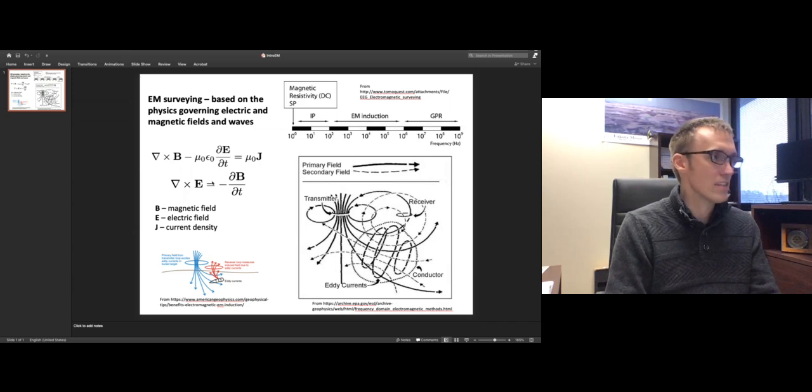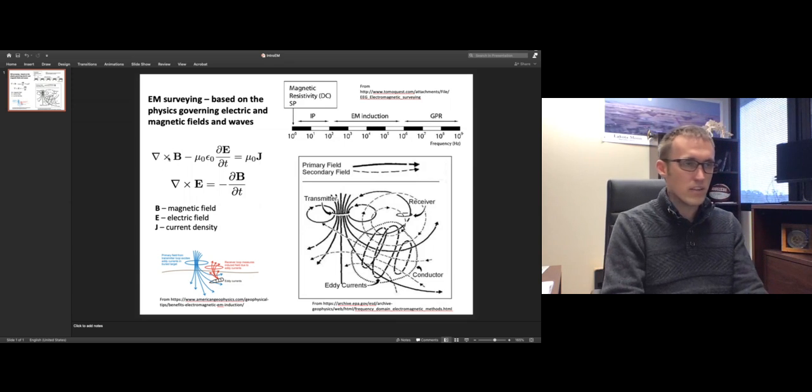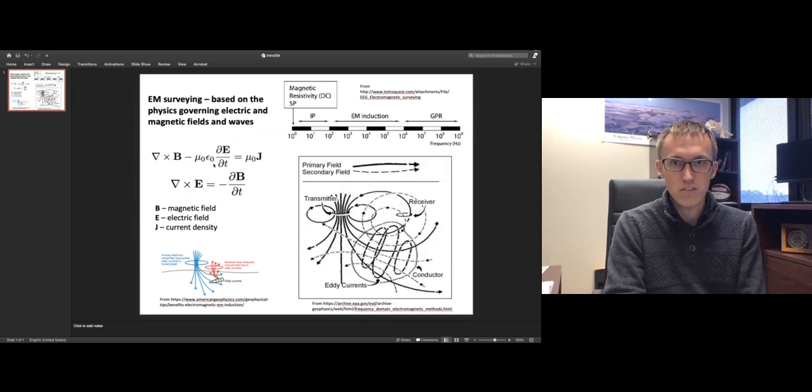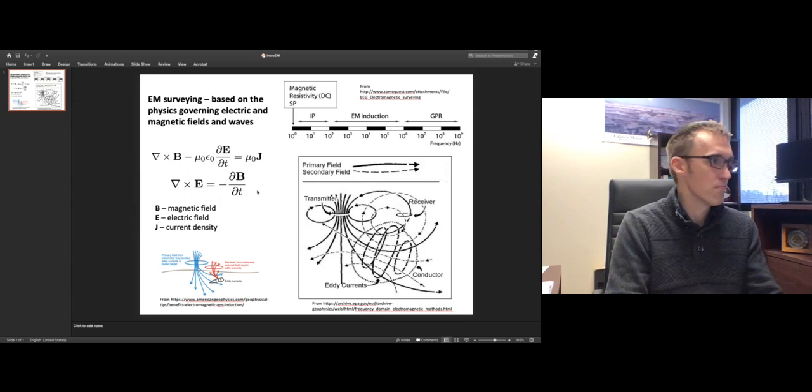And so the basics here, and I'm not going to go into a lot of details of the math, but the basics here is that B is our magnetic field, E is an electric field, J is electrical current density. You can think about this as just electrons per some unit area. And what these equations say is that the curl, del cross B, the curl of the magnetic field is related to the electric field and the current density.